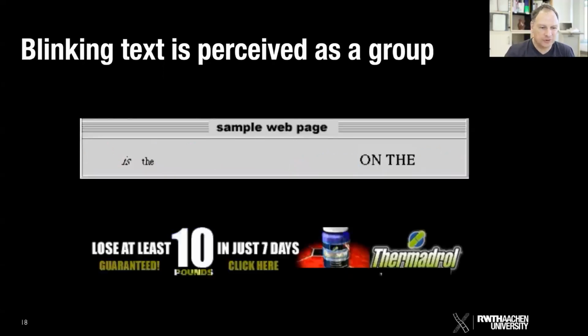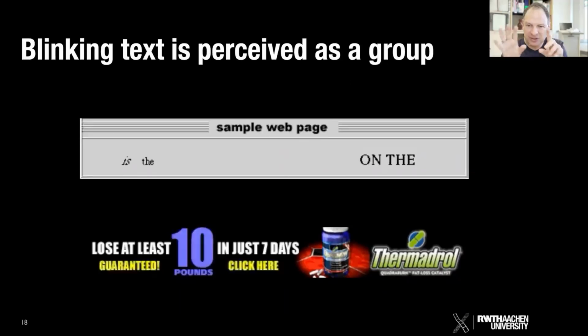Or here's an example where this is being used in advertisement, right? So everybody sees that this is really drawing your eye. You can hardly avoid looking at it. So that's the strong effect of animation. Plus, you see that even though these things are now blinking in an anti-pattern to each other, we perceive them as belonging together, right? Everybody sees this like guaranteed click here and the 10 pounds as one unit simply because it's animated and the rest is not.